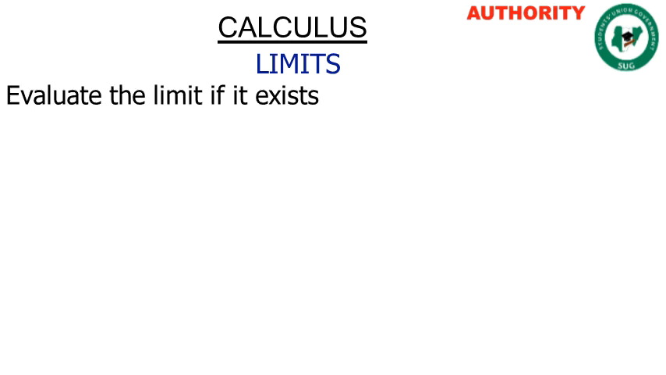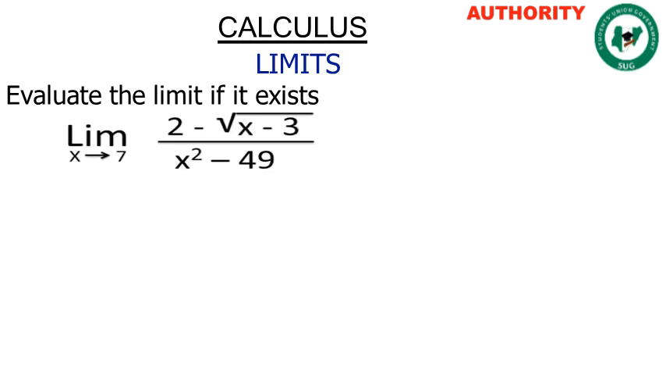We are still solving limits under calculus. Now let's take this question for today. Evaluate the limit if it exists: the limit as x approaches 7 of (2 minus the square root of x minus 3) all over x squared minus 49.